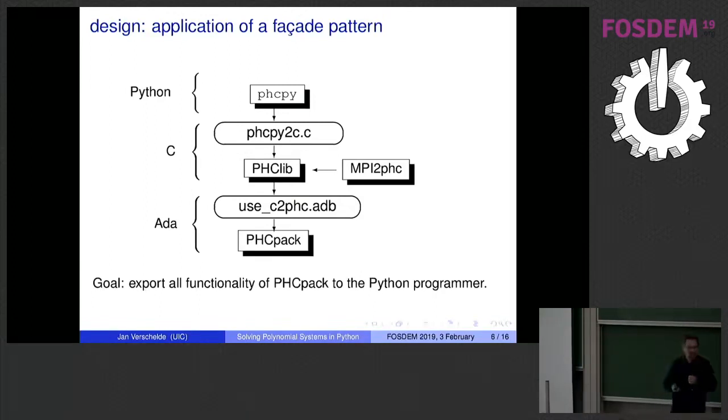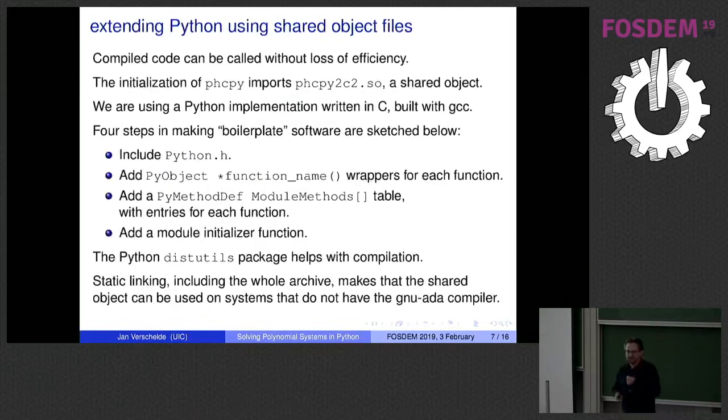So the goal of the project is to export everything that the Ada programmer can do to the Python programmer. There is this great motto that says that if you give your user a scripting interface, you give your user an audience. You give your software an audience to participate. Now, how do you do this?